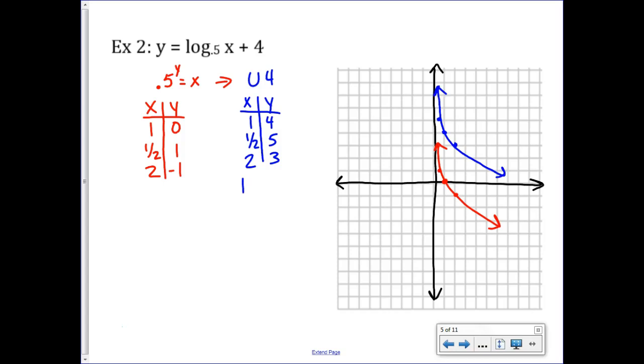So domain here would be anything greater than 0, so 0 to infinity. Range would be -infinity to infinity. We can get any values out. There's no restrictions on our y values. We're going all the way up the graph, all the way down the graph.